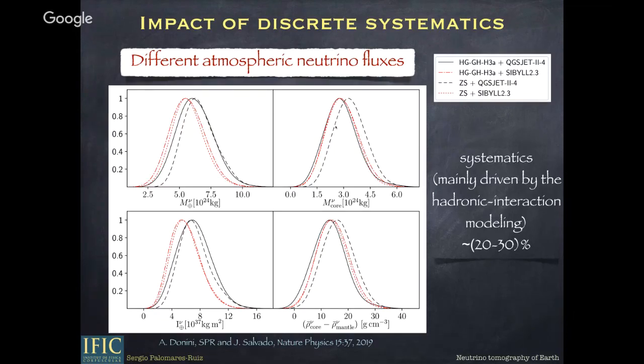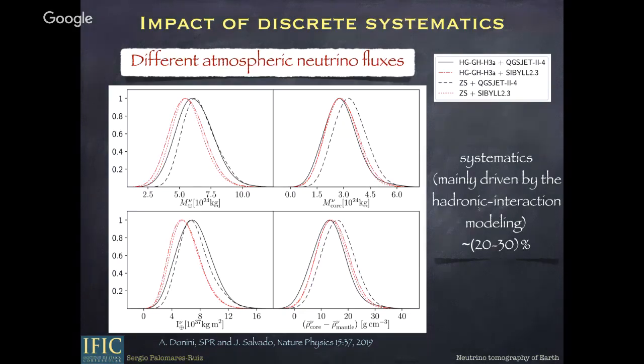that we have from using different primary cosmic ray spectra and different hadronic interaction models are at the level of 20–30%, which are slightly smaller than statistical uncertainties, but already important. And these systematics are mainly driven by our knowledge of the hadronic interaction model. So this is something that would potentially be critical with more data when statistical errors decrease, and this could be one of the dominant sources of systematic errors in this type of analysis.